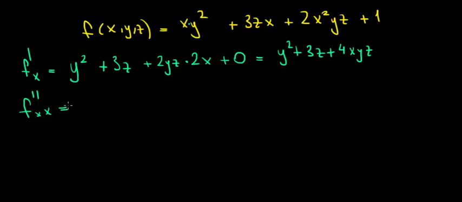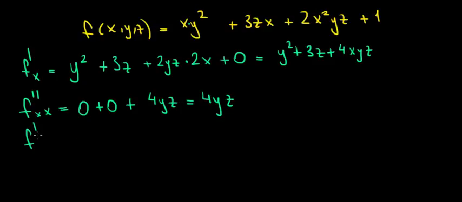Okay. Now we also have to do the second partial derivative, so with respect to x and with respect to x again. So let's differentiate this thing with respect to x one more time. Y squared derivative with respect to x is just 0 because there's no x in there. The same goes for 3z derivative with respect to x is 0, and then 4xyz derivative with respect to x, we just keep the constants, which are 4, y, and z. So it's plus 4yz, and that's just 4, y, and z.